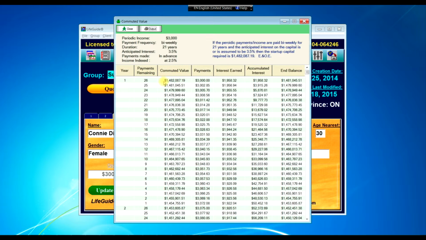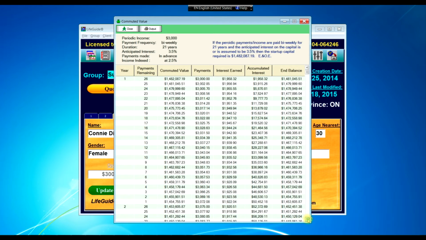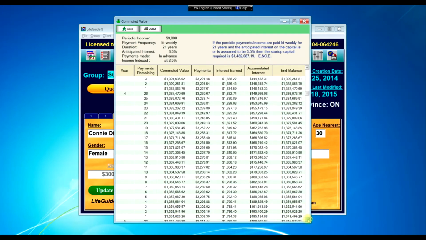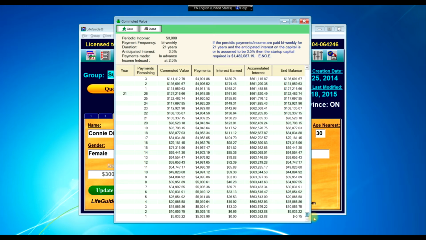And we can see this is the principal amount, or the commuted value amount. This is the payment, the amount of interest that's earned on the account, the accumulated interest over the time, and what the balance is at the end of each payment once the payment has been made. So we flow down, and there is the schedule right through the years for 21 years, payment by payment, all the way down. And I'll just scroll all the way down.